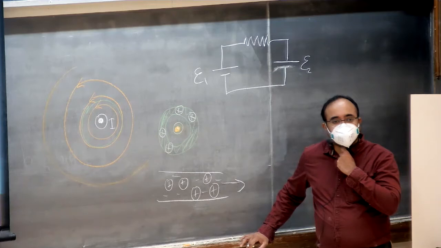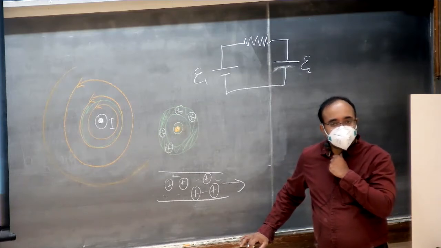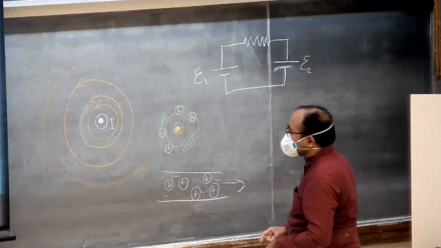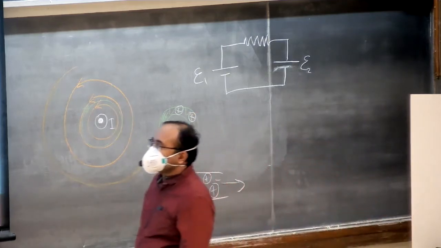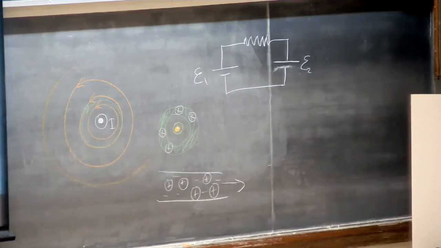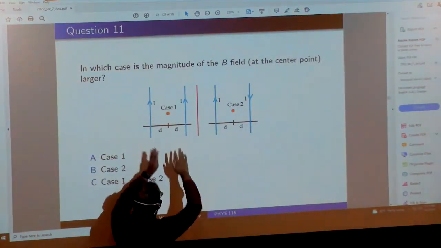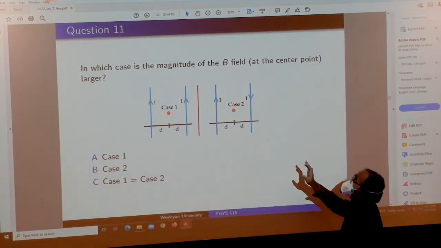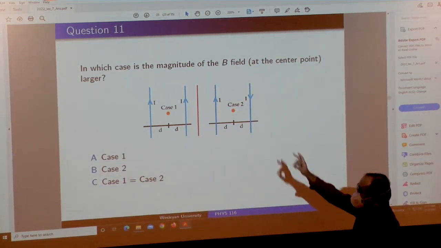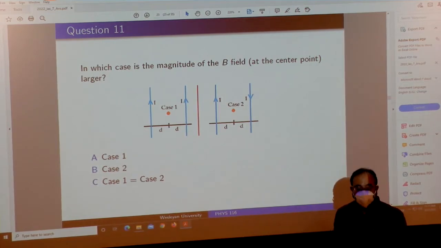Other question? Okay, let's return to this question on the screen. Here we have two wires. In this case, currents are both going up. In this case, one going up, one going down. I'm asking you to compare the B field at the center point, the B field produced by the wires.